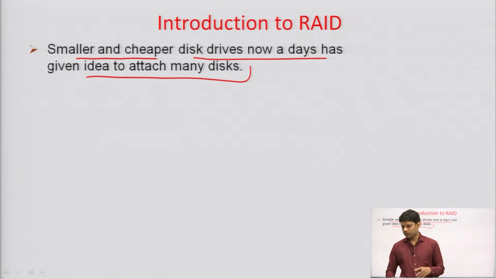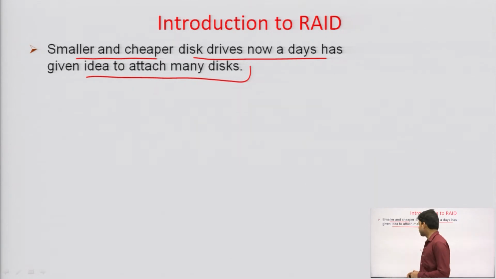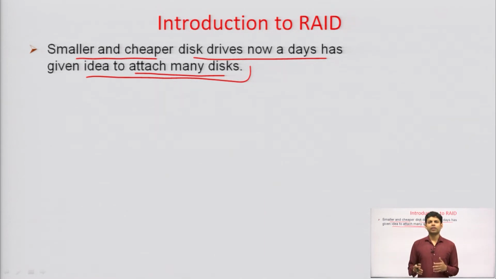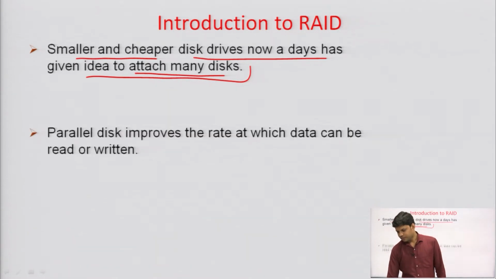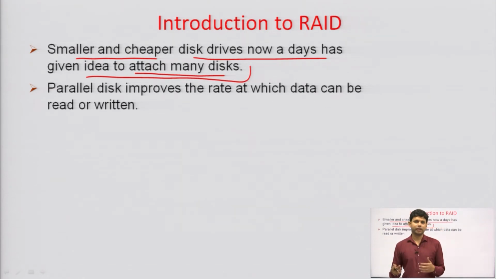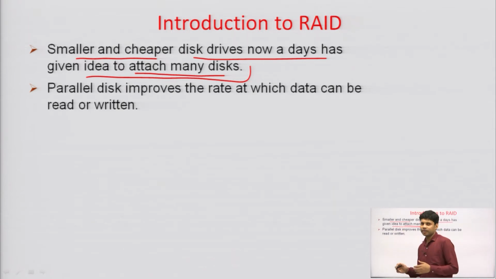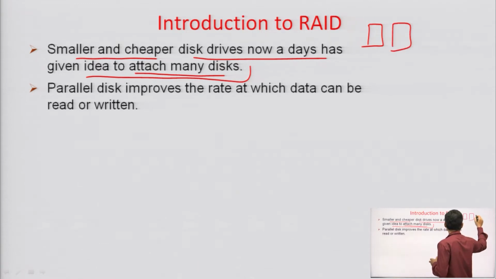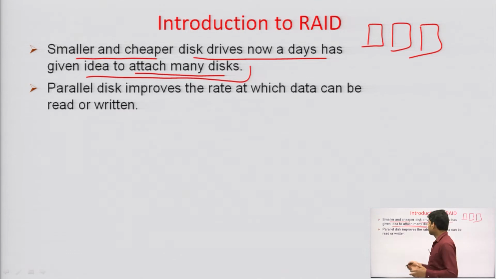It has been reduced to a very low level, and this has allowed programmers and computer engineers to attach many disks. Many disks can be attached in a single system. What is the aim of attaching many disks? To improve the performance of the hard disk. Parallel disks improve the rate at which data can be read or written. Earlier we were using only one hard disk, but if I use 3 hard disks in parallel, that will improve the rate at which data can be read or written.